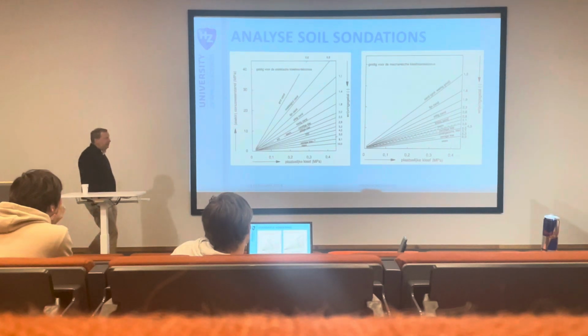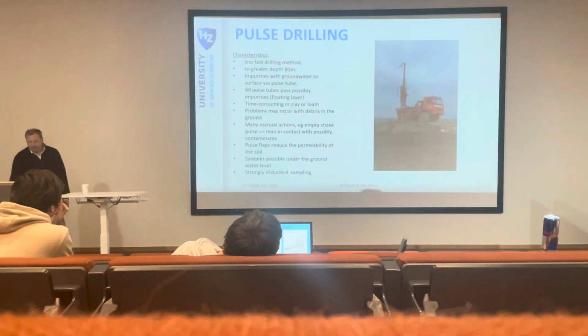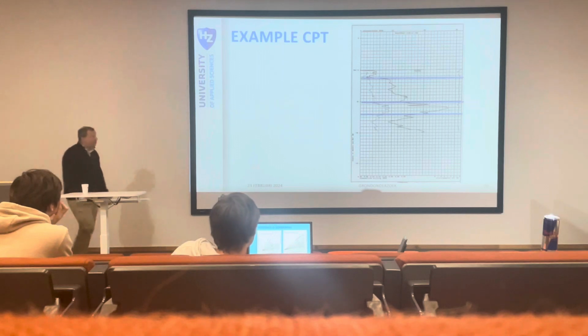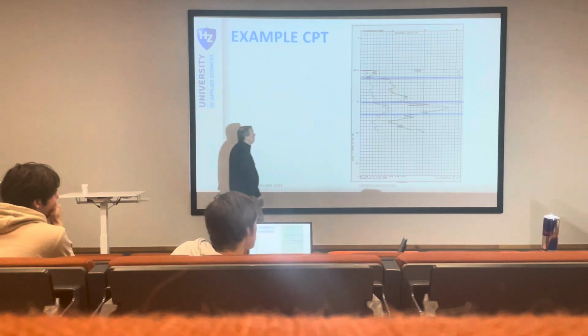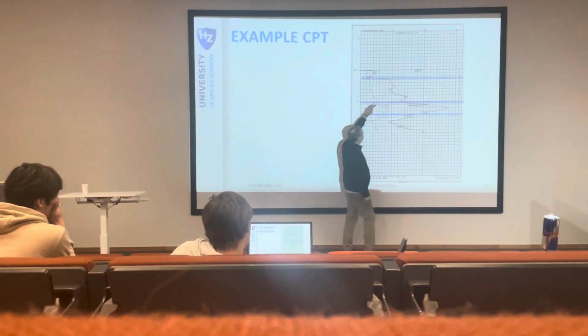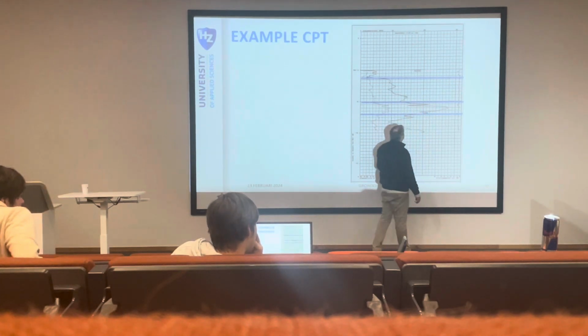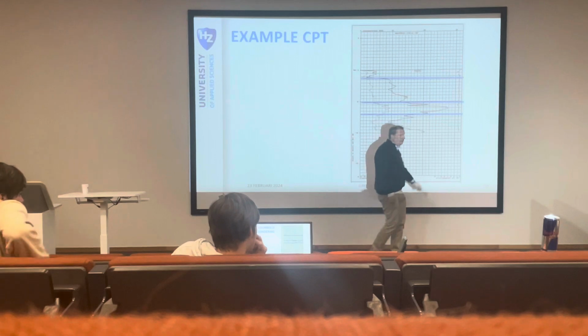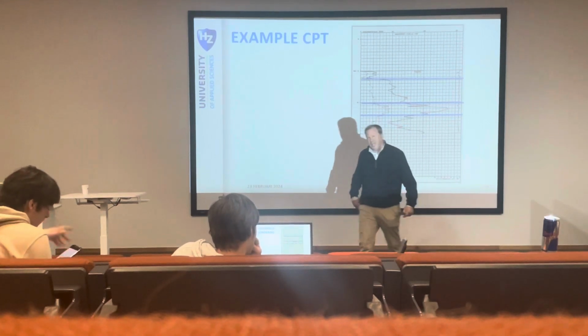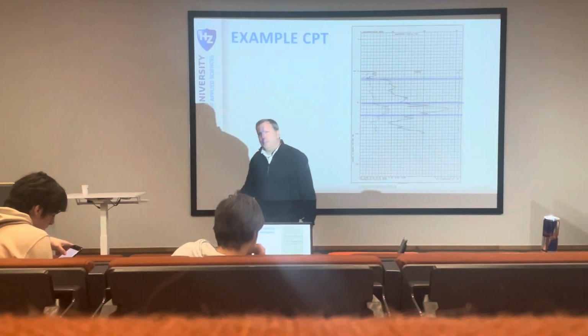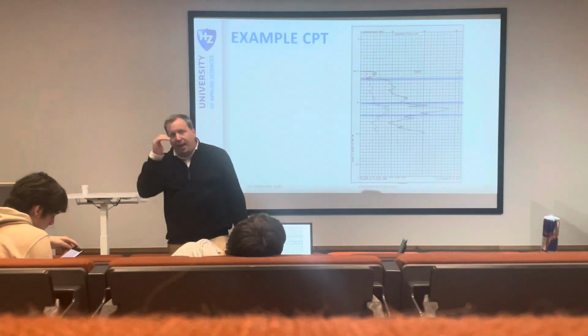Alright, so basically what you're going to get is a plot where you can see the cone resistance. Then you have friction resistance and cohesion. Based on those values, we are able to determine what type of soil we have at a certain depth.